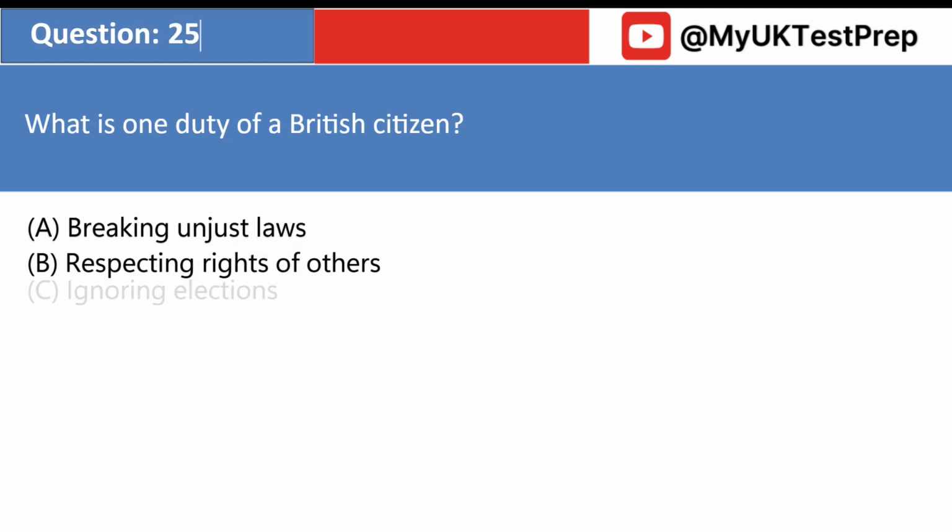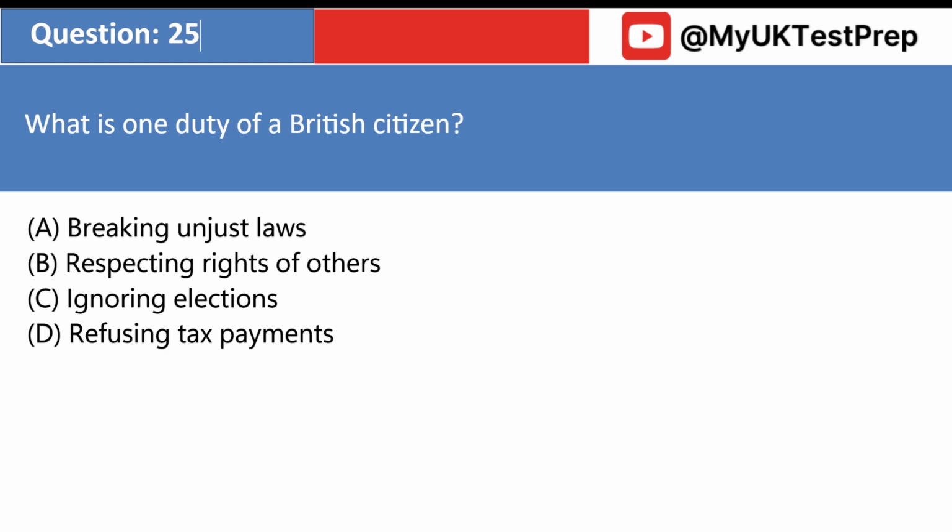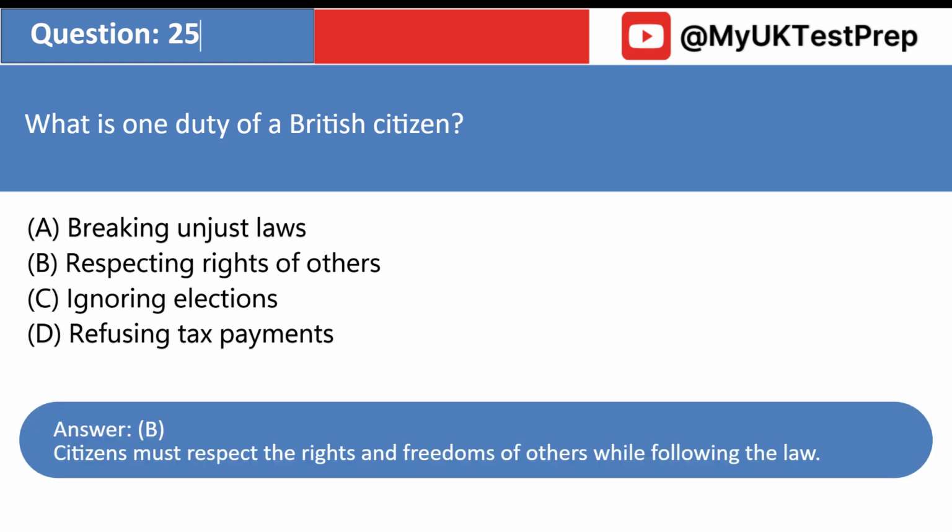What is one duty of a British citizen? A. Breaking unjust laws. B. Respecting rights of others. C. Ignoring elections. D. Refusing tax payments. Answer: B. Citizens must respect the rights and freedoms of others while following the law.